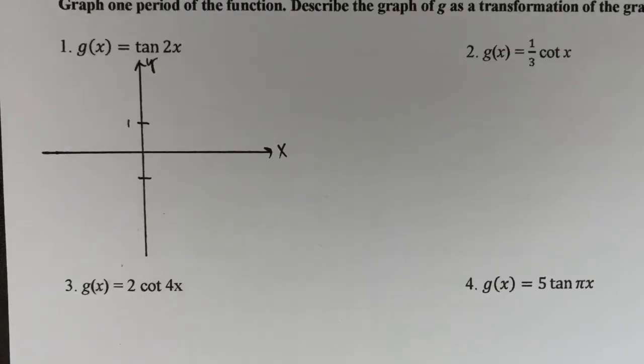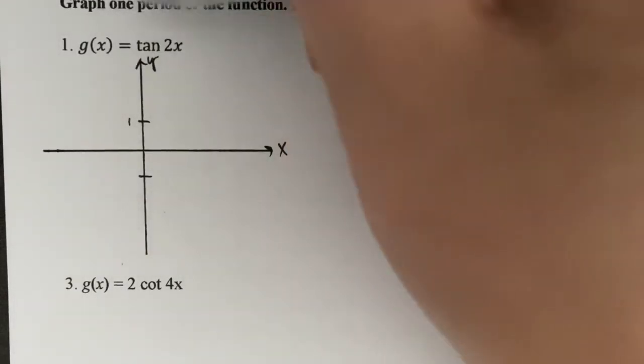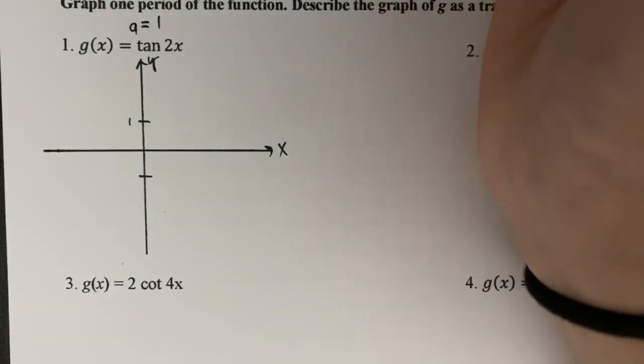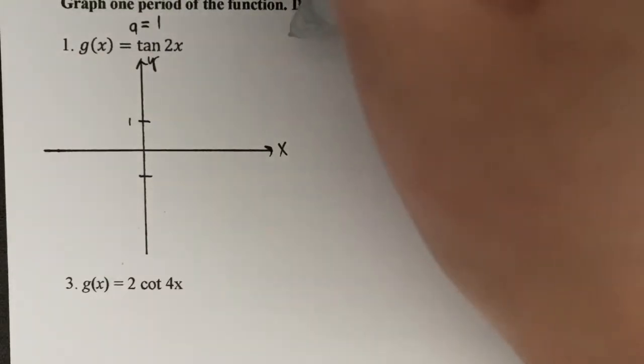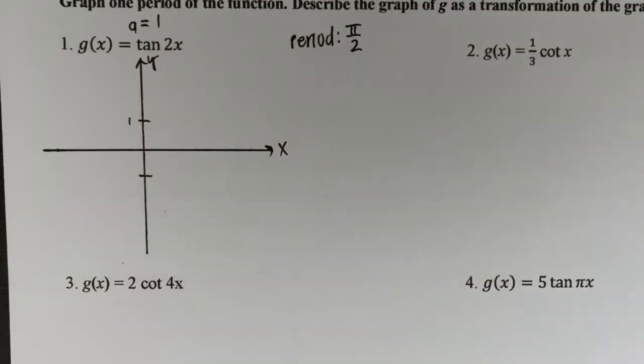For monitoring progress 1, we are going to graph g of x is equal to tangent of 2x. Because we do not have a coefficient in front of our function, our a value is 1. And that's going to tell us what the y value of that halfway point between the x-intercept and the asymptote is going to be. And let's find our period. We want to take pi and divide it by your b term. You get a period of pi over 2.